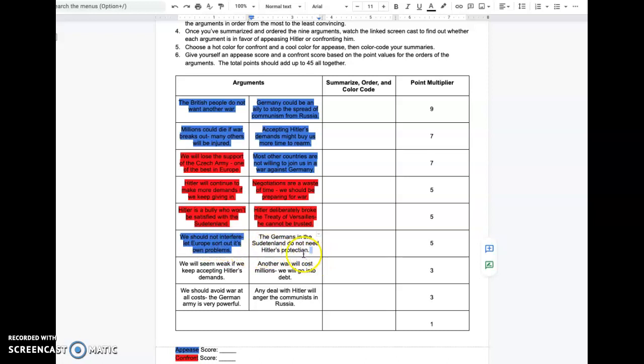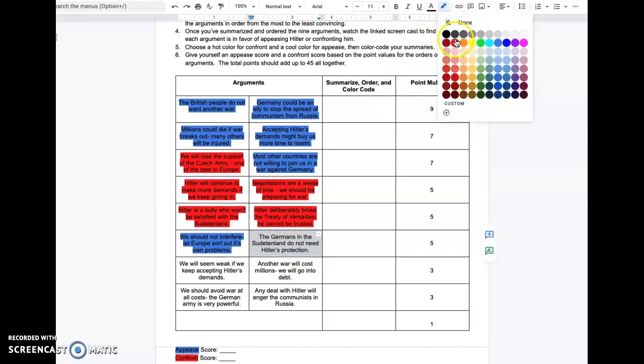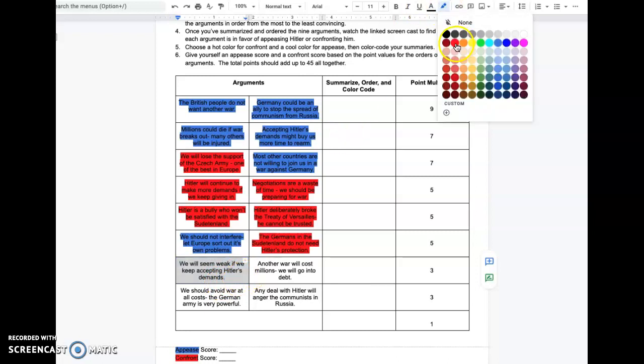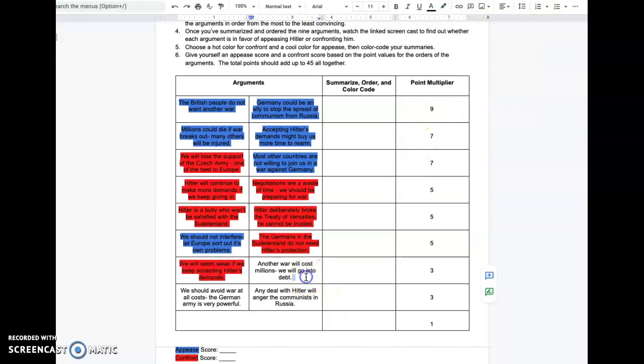The Germans in the Sudetenland do not need Hitler's protection. That is a confront argument. What it's trying to do is undermine Hitler's talking point, saying that the Germans needed to step in to protect the Sudetenland German-speaking people. We will seem weak if we keep accepting Hitler's demands. Again, that's a confront argument about standing up to the bully and putting the bully in his place.